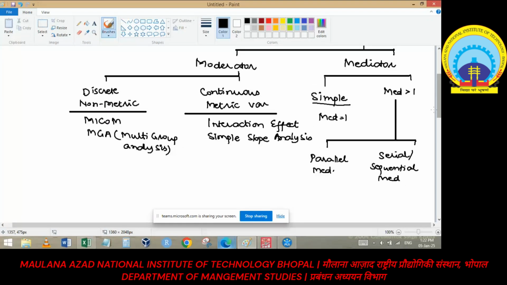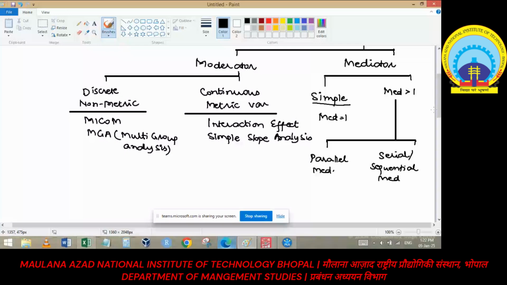So we have the concept of a mediator and a moderator. Both have two. MICOM is an assumption. MGA, multi-group analysis, is the technique for checking. We'll talk about all of them a little bit. And actually all the resource persons will talk about all these things.